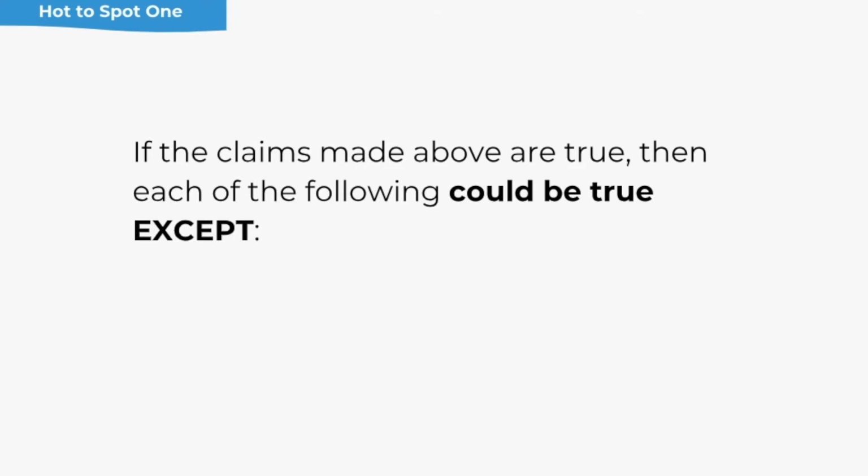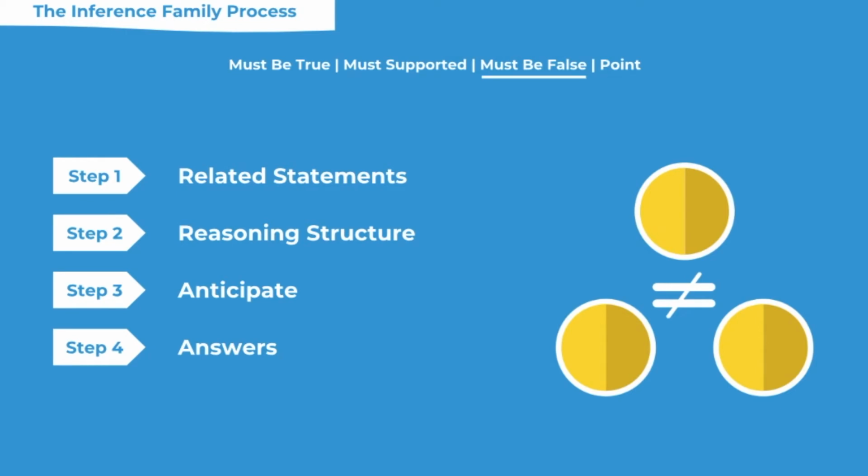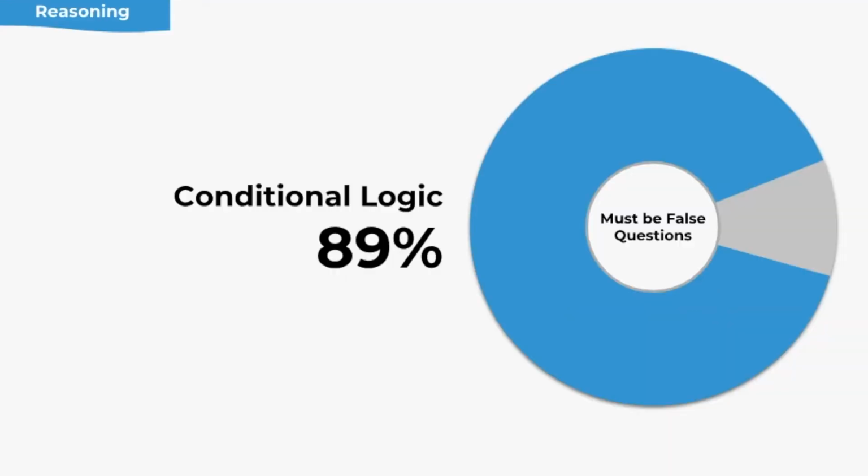Now that we know how to spot one, the process for working on a must-be-false question is the same as the other question types within the inference family. You first find the related statements, then identify the reasoning structure that connects them, use that to anticipate what an answer might sound like, and then use trap answers as you navigate the answer choices. The reasoning structure you want to pay most attention to is conditional logic. 89% of must-be-false questions use or rely on conditional logic as the foundation of the argument's reasoning structure.